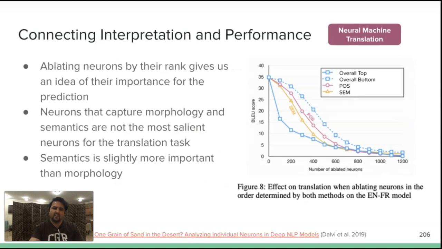Another piece of work that tries to measure the importance of neurons with respect to the actual model's performance is via ablating neurons related to a concept. The idea here is to evaluate how important each concept or set of concepts is to the end model. So the blue curve shows the most salient neurons.